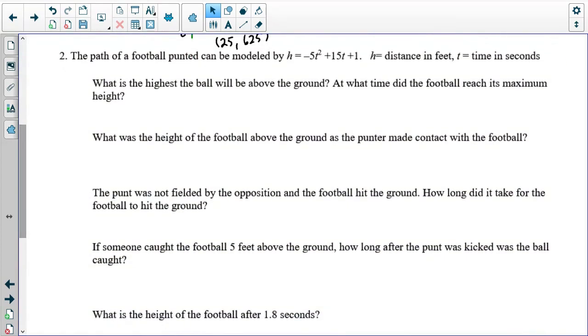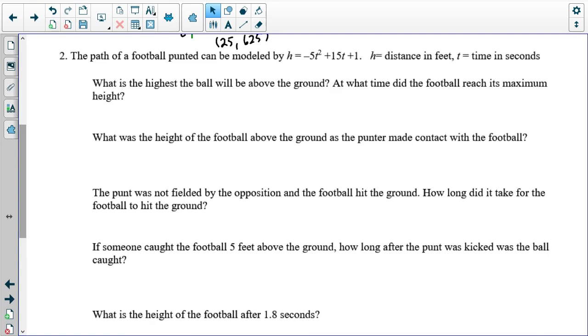The path of a football punted can be modeled by h equals negative 5t squared plus 15t plus 1, with h being a distance in feet and t being a time in seconds. We can actually answer all of these questions using a calculator, or we could do them by hand. Quickly, I will do them by hand.